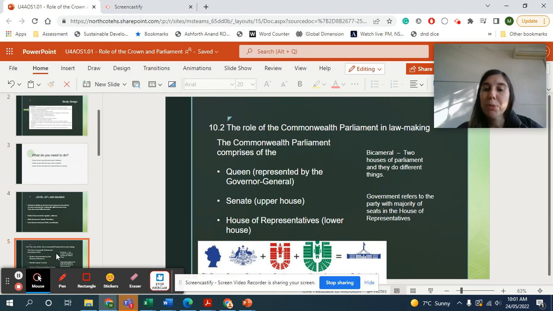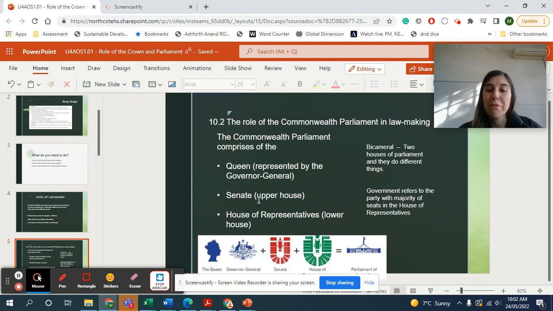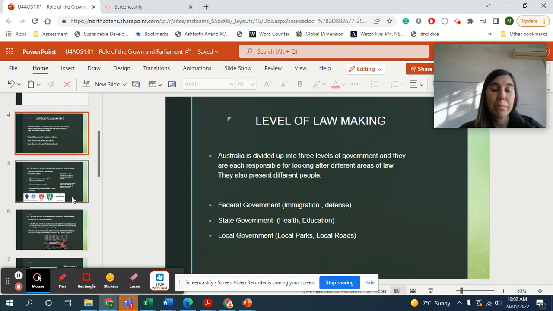When we refer to Parliament, what we're referring to is three things. The Queen, who is represented at the Commonwealth level by the Governor-General, the Senate, which is the upper house, who usually is responsible for reviewing any bills through Parliament, and then the House of Representatives, or the lower house, which usually includes the government of the day. When we refer to government, it actually means the party with the majority of physical seats in the House of Representatives. When we refer to Parliament, we're talking about the Queen, the Senate, and the House of Reps. Okay? And they're physical buildings and places and people.